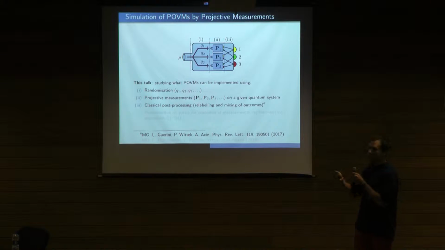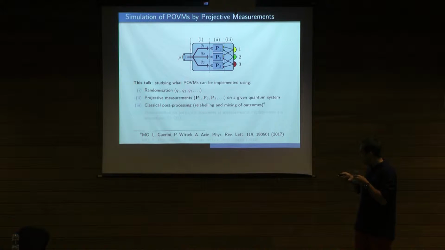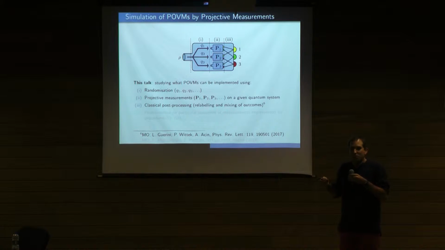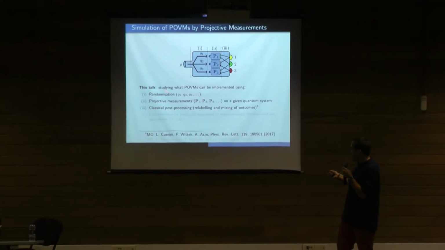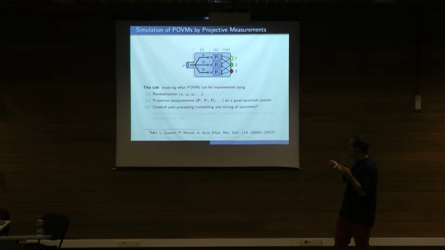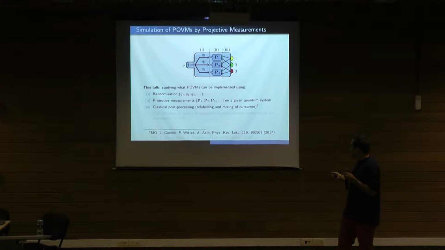This talk will be about what generalized measurements you can simulate when you can perform only projective measurements on your system, so you don't need to use ancillas, but you can also use some classical resources that are available. Randomization, by which I mean that different projective measurements are implemented with different probabilities. And then we can also do classical post-processing of the outcomes that we receive.